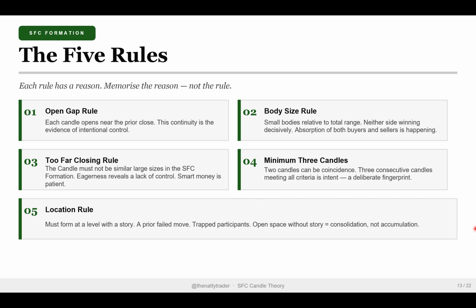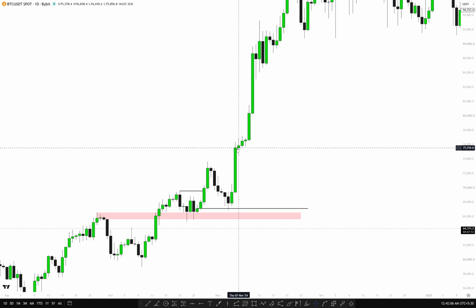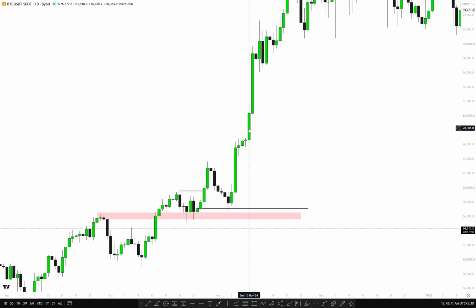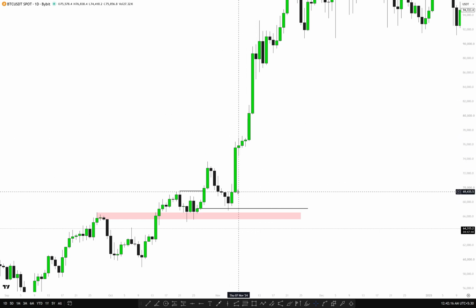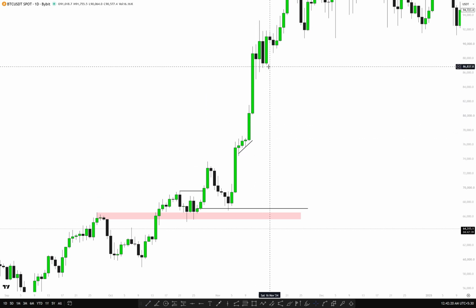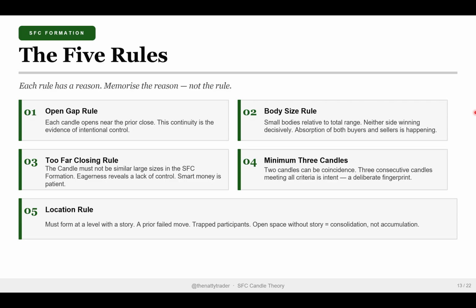The open gap rule: each candle opens near the prior close. This continuity is the evidence of intentional control. Look at this, guys. Each candle, see, open, close, open, close, open, close. So the distance between them is very small and they're continuously going higher. Even if you mark an angle, they'll keep respecting that angle and keep moving higher. Body size rule: small bodies relative to total range. Neither side is winning decisively. Absorption of both buyers and sellers is happening.